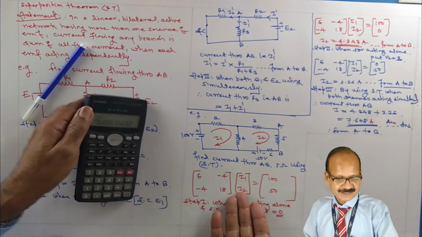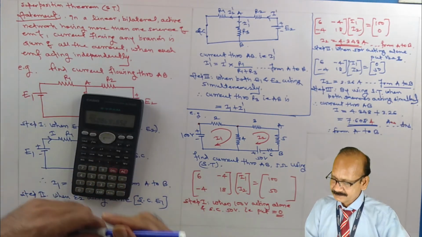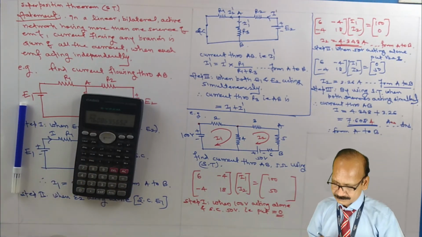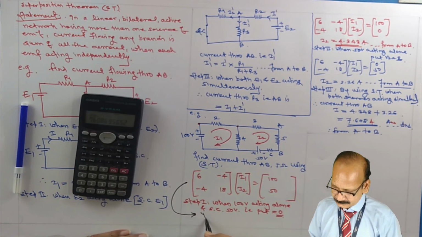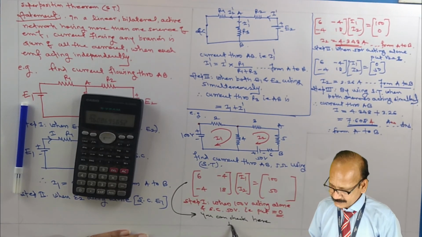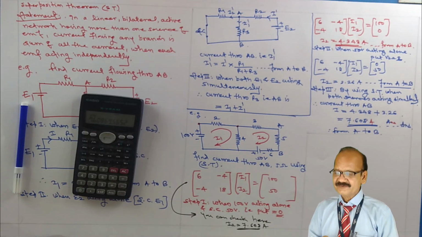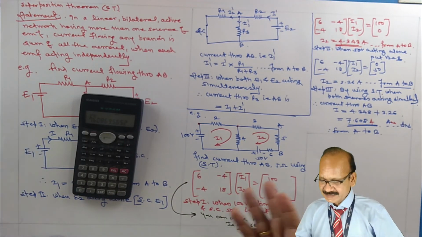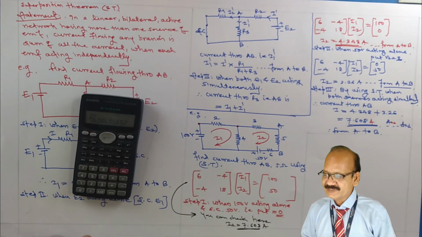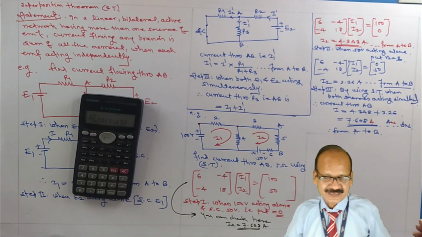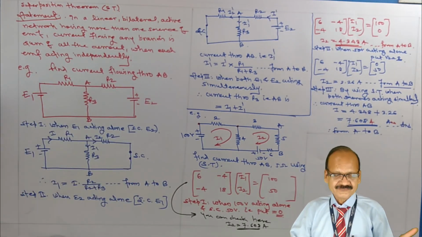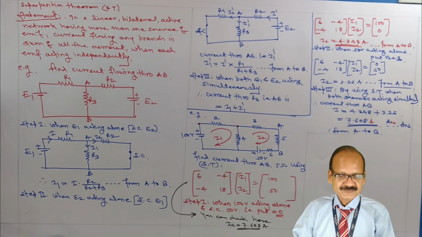Here also you can find it out. You can check here, I2 equal to 7.608 ampere. Okay, that means we have verified the answer by using Kirchhoff's laws. So it's a very simple and tricky way to use Kirchhoff's laws and to find the solution by the superposition theorem. I will stop here. Thank you very much.